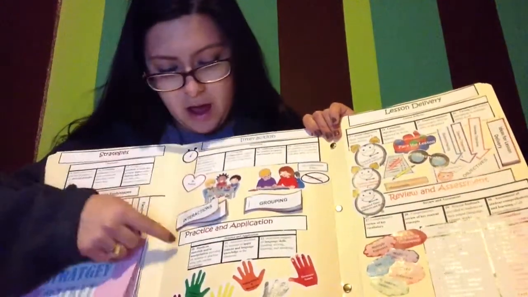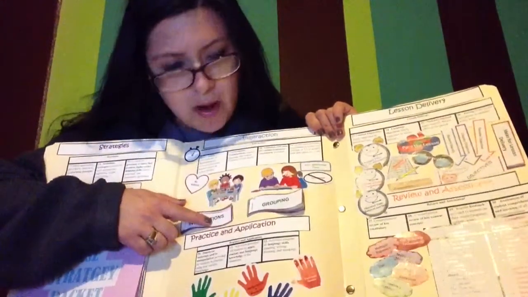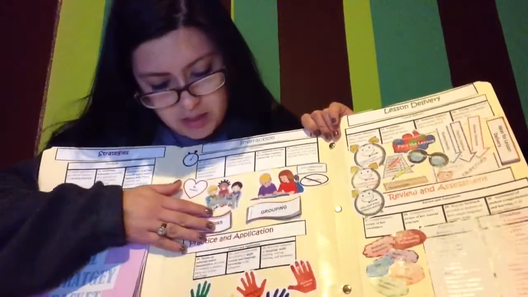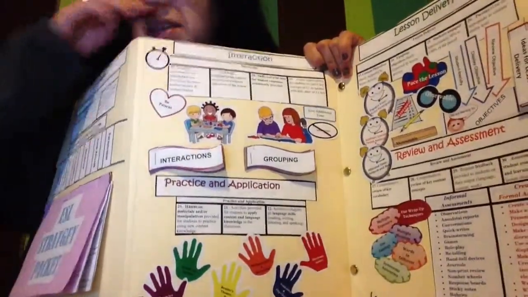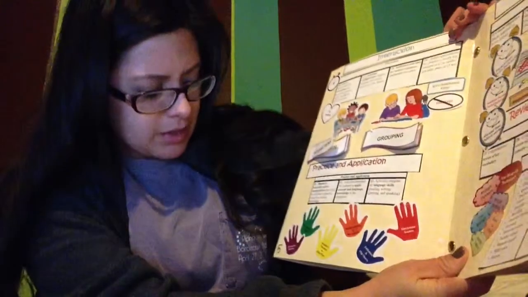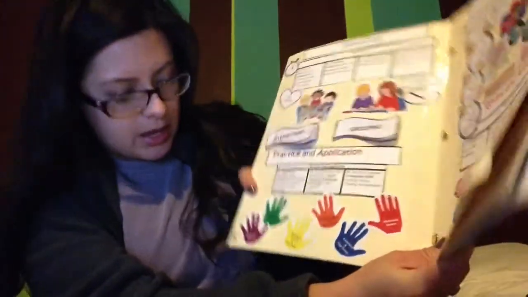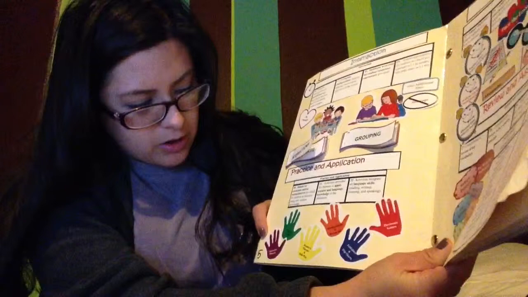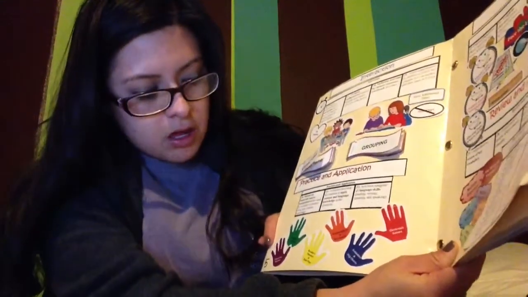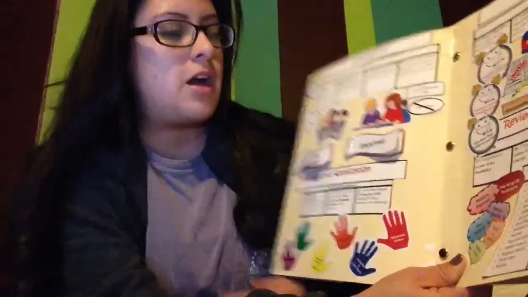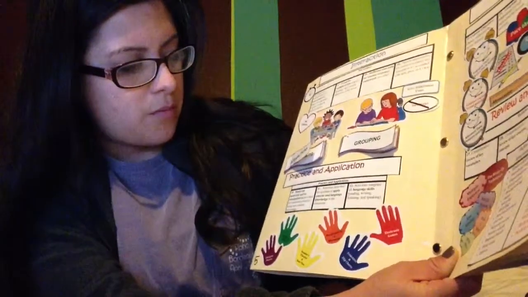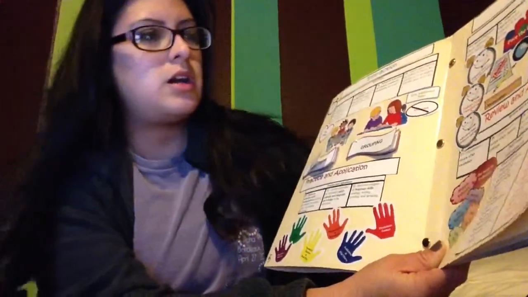Underneath interaction, we have practice and application. So practice and application has 1, 2, 3 indicators underneath that. And these little hands help me remember that this needs to be hands-on activities that the students are doing. And they say different things, like hands-on games, character diaries, reader's theater, foldables and flip charts, electronic games. So all of these are hands-on activities for the students to practice and apply the content that they have learned. So that one has 3 indicators underneath it.